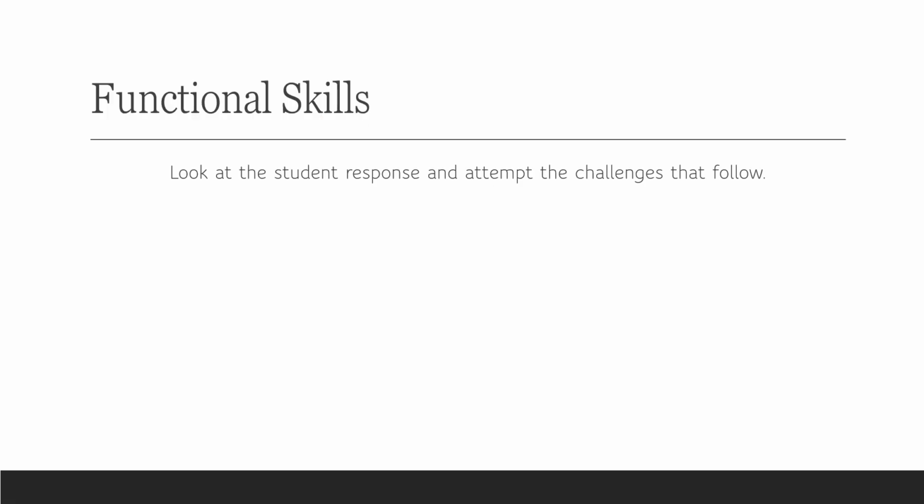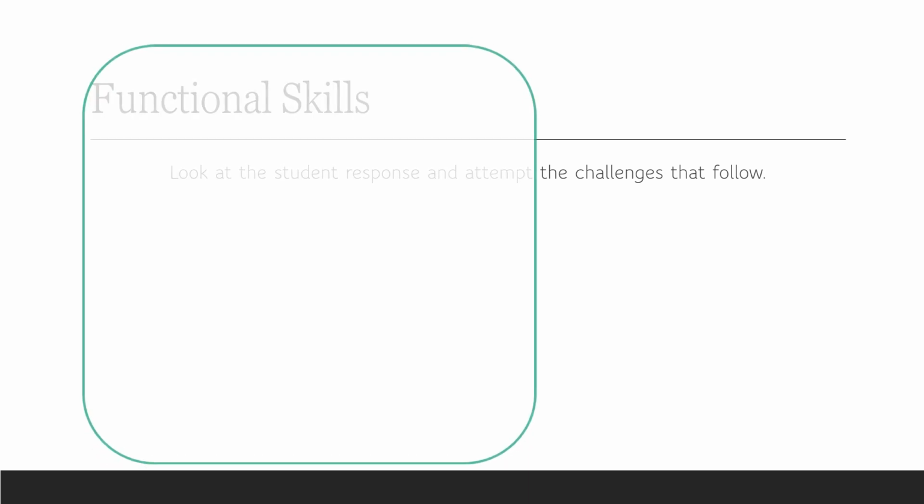Look at the student response and attempt the challenges that follow. So the student response is going to be responding to the same question that we looked at a moment ago. So again, it's all about the cost of living crisis. So you can see there straight away, they've actually used a title, which we know was one of the key features to use when you're doing a leaflet.